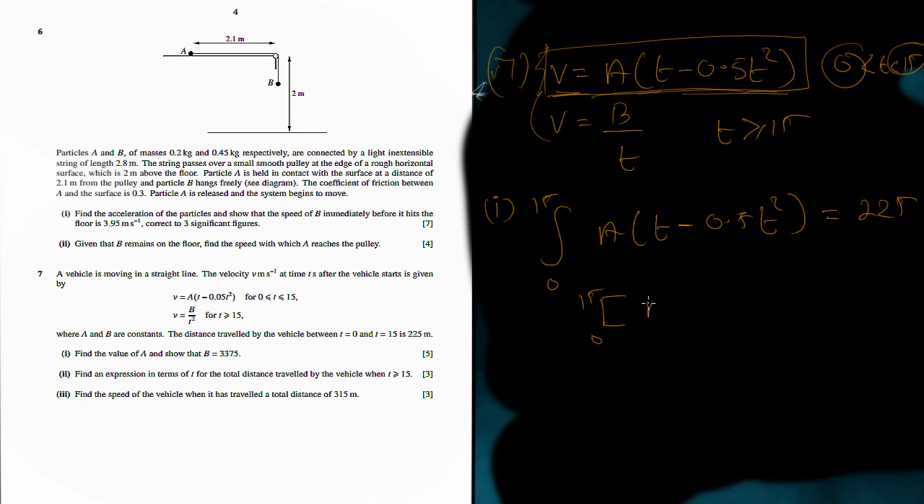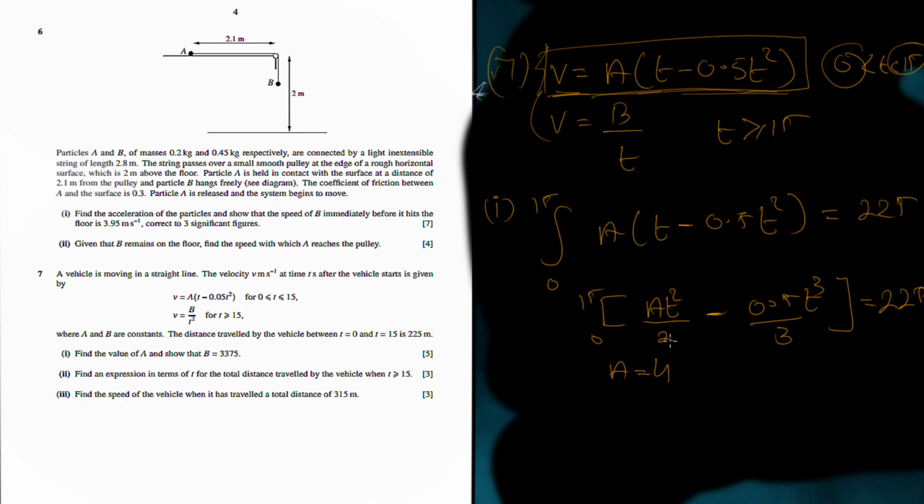This would be 1/2 a t squared minus 0.5 t cubed divided by 3. All I'm doing is integrating them, and if I solve this integral and put it in a calculator, I should get the value of a to be 4. Again, you can go through the algebra yourself. I'm trying not to go through the algebra so that it's easier for you to follow.